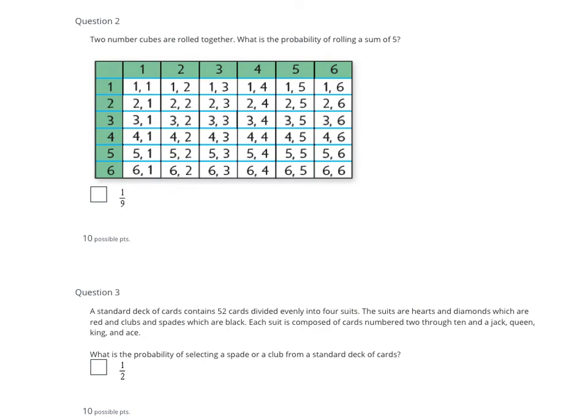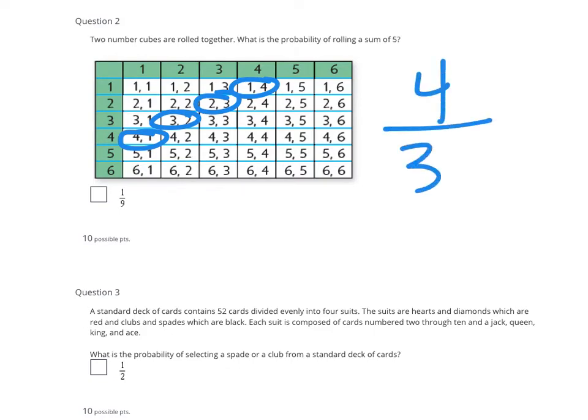Question 2, we are rolling 2 number cubes. A cube is 6-sided, so it means it's basically 2 6-sided dice. What is the probability of rolling the sum of 5? They were nice enough to actually give us a visual of the sample space already. The sum of 5 could be the 4 and 1, 3 and 2, 2 and 3, 1 and 4. That would be 4 out of a possible 36 items for that, which does simplify to the fraction 1/9.